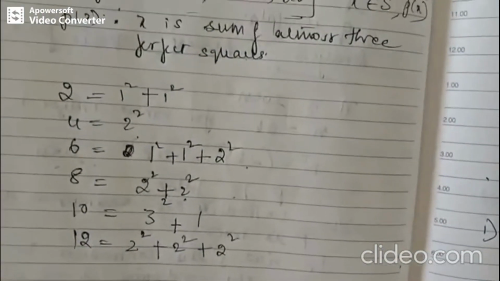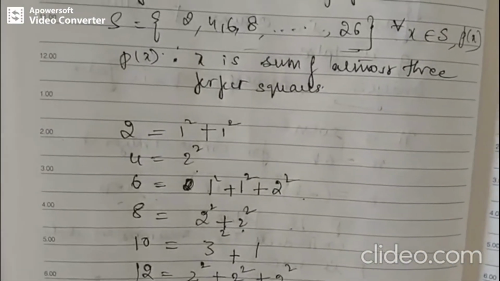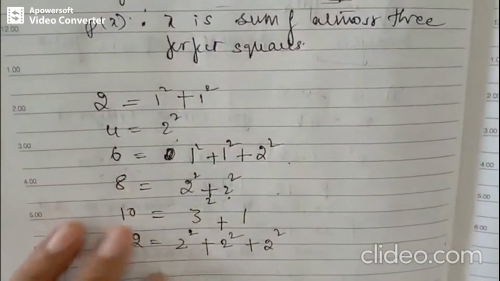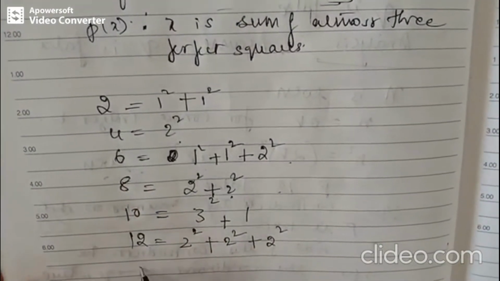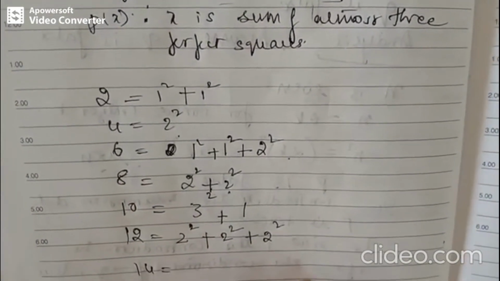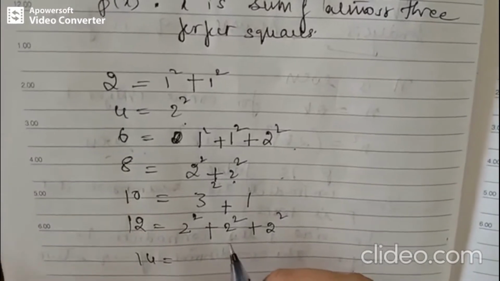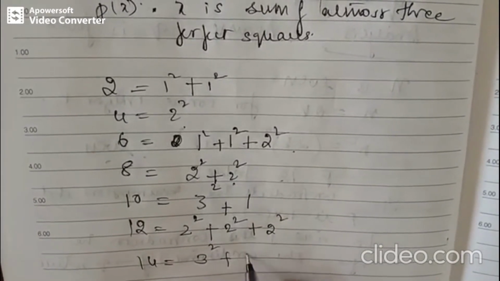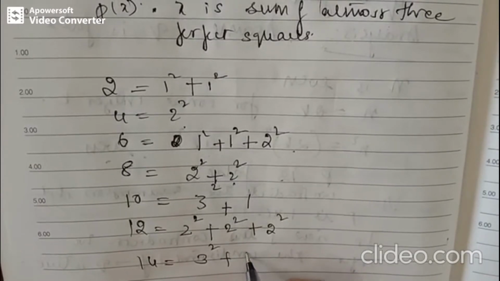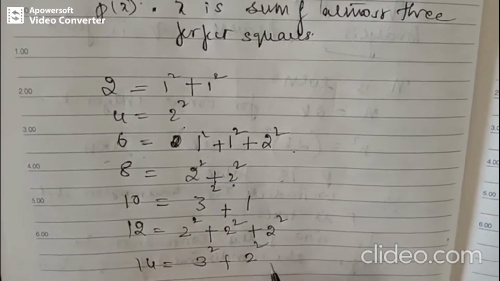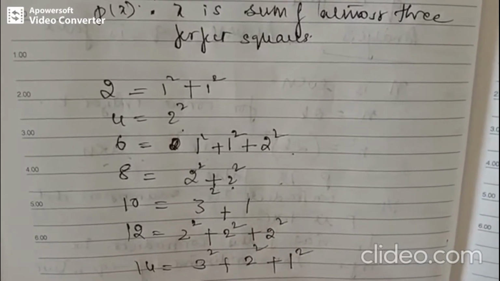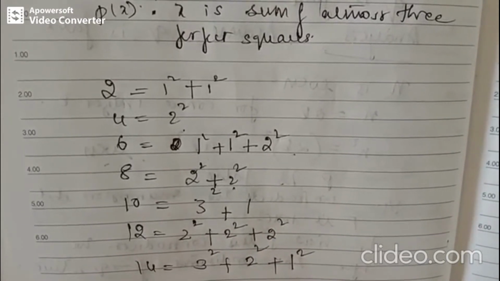Next, if I want to write the remaining terms, that is, if I want to write 14, how can 14 be written? 14 can be written as 3 square. We'll start with 3 square, so this goes 9 plus 4 plus 1. So this will be 14.